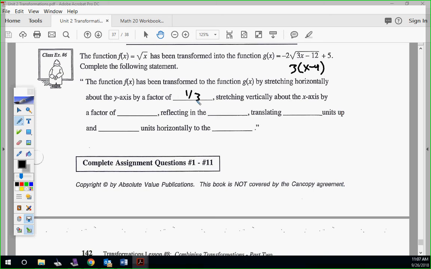Putting it all together now. Stretching vertically about the x-axis by a factor of 2. Reflecting in the x-axis. And translating 5 units up. Remember, that negative makes it go over the x-axis. It's a vertical reflection. The 2 just stays the 2, and then the 5 units up is on the end. The last thing it does, go ahead and use 4 units horizontally to the right.